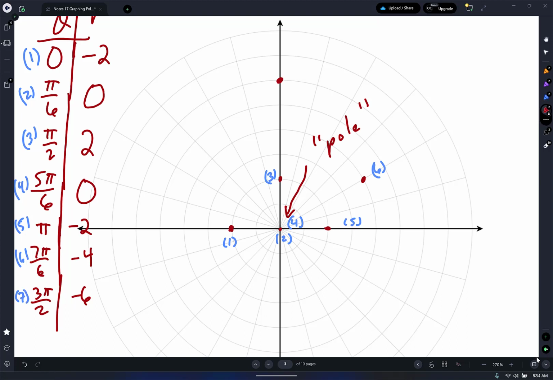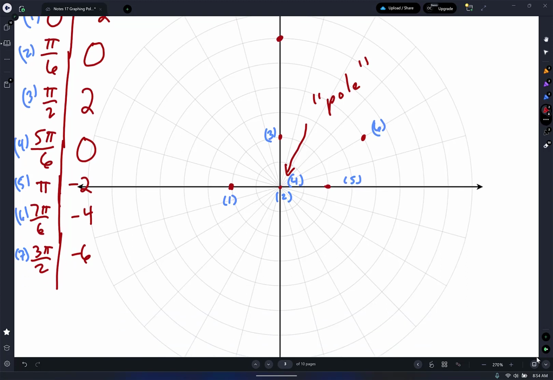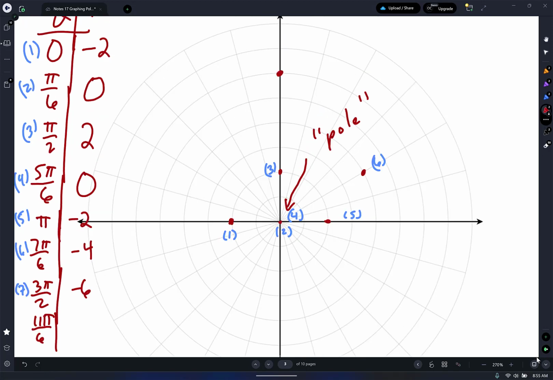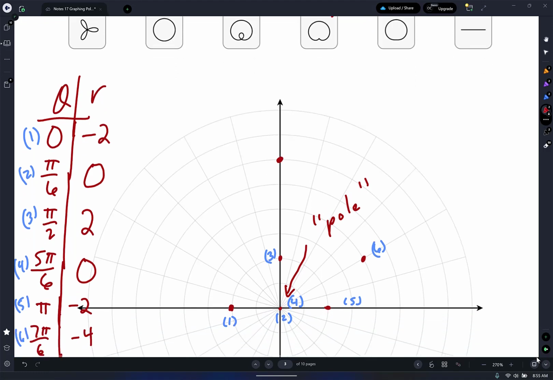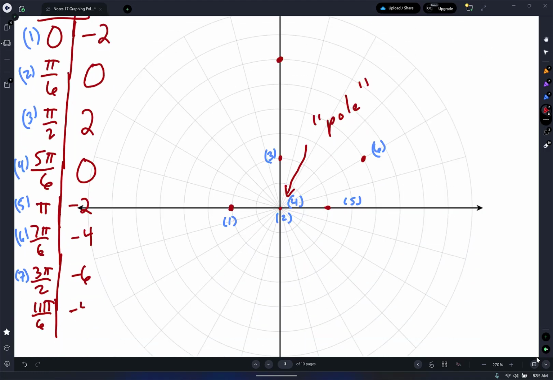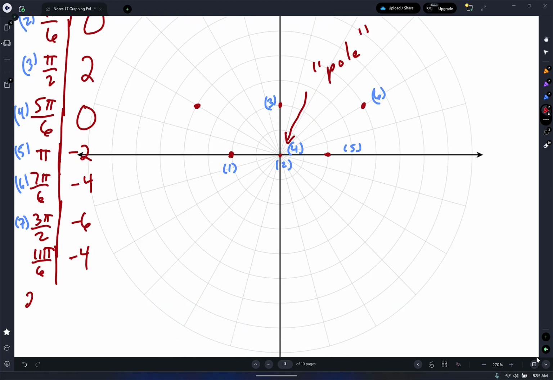And then, let's see. Finally, well, almost finally, 11 pi over 6. Sine of 11 pi over 6 is a -half. -half times 4 is a -2. -2 minus 2 is a -4. 11 pi over 6 would have been in quadrant 4. I go backwards. Let's see. Boom, boom. 1, 2, 3, 4. Bam. And then finally the last one, 2 pi.